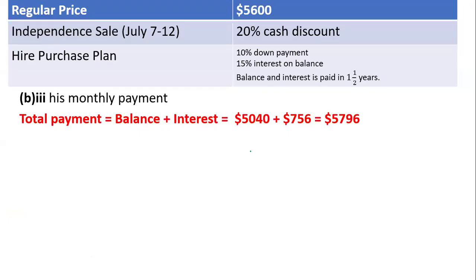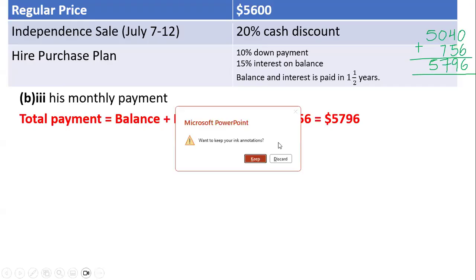We have 5,040, the balance, plus 756. We have 6 plus 0, which is 6. 5 plus 4 is 9. 7 plus 0 is 7. And 5 plus 0 is 5. So the answer is going to be 5,796.